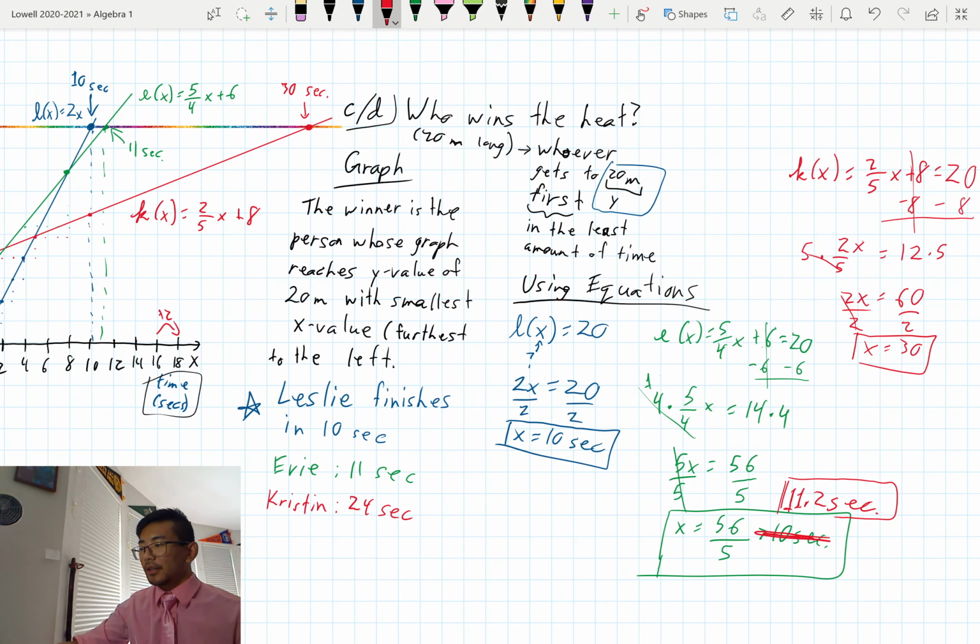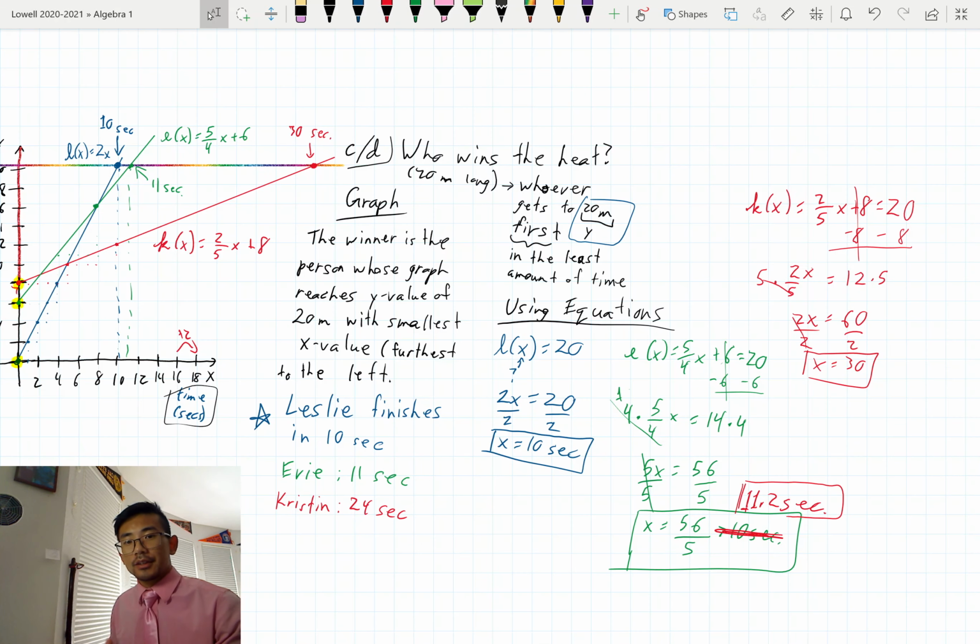Alrighty, so that is how we can use the graph and the table to figure out who wins the race. In the next video, we're going to talk about one more thing about the slope, and that is actually telling the speed of the person as a unit rate. You might have heard that before, but we're going to jump into it in a second.